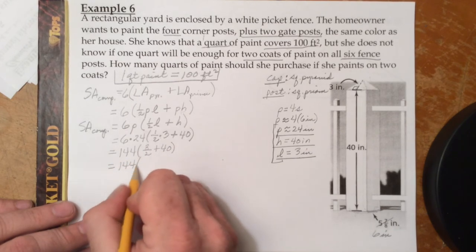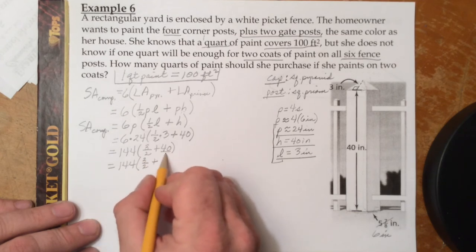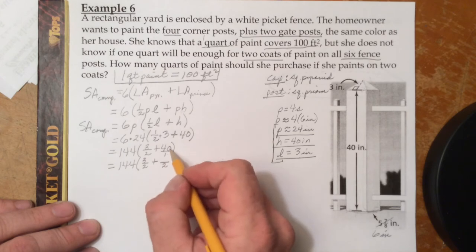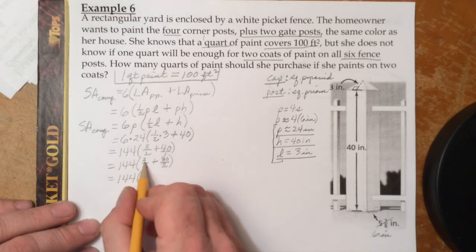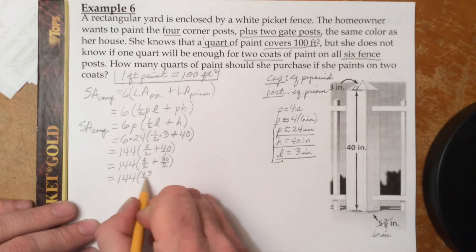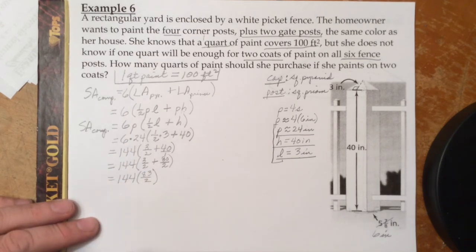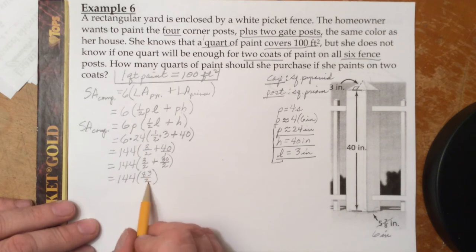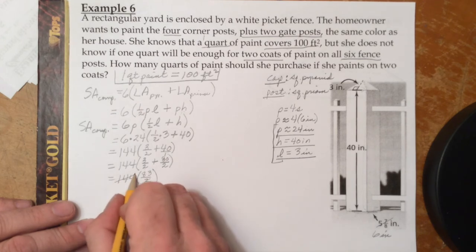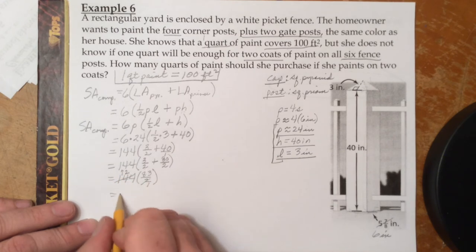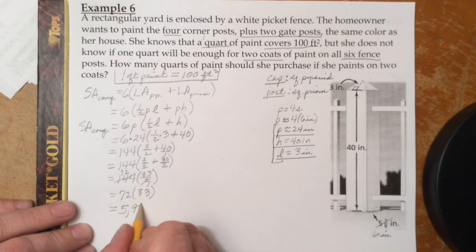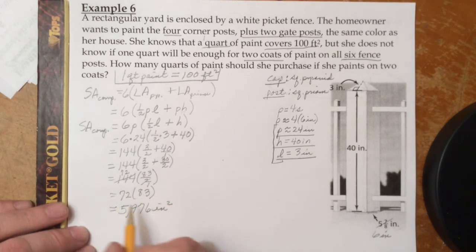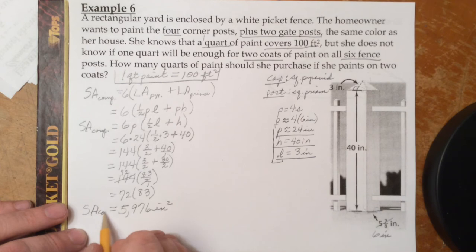This is 144 times 3/2, and finding a least common denominator of 2, this would be 40 times 2, which is 80. So now I have 144 times 3/2 plus 80/2 is 83/2. Now notice the 83/2 is multiplied with 144, so we can take the 2 and divide it out with 144. 2 goes into 2 once, 2 goes into 144 exactly 72 times. So now we have 72 times 83. Multiplying those two together, we get 5,976 square inches.